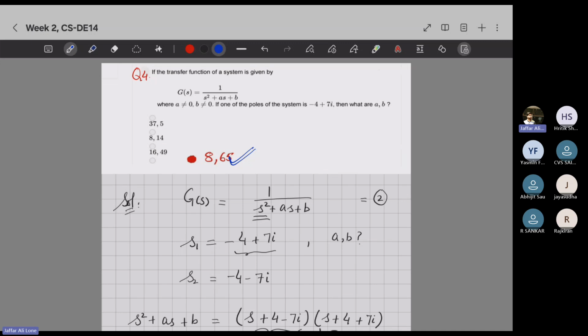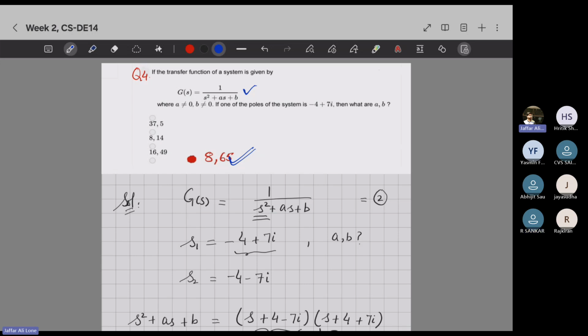You are given a system transfer function, not directly but in terms of a and b. Then you are given that one of the poles of the system is -4 plus 7i. When you solve this denominator, you will get two values of s because it's a second order system. The degree is 2, so it's a quadratic equation with two roots. One root is given, -4 plus 7i.